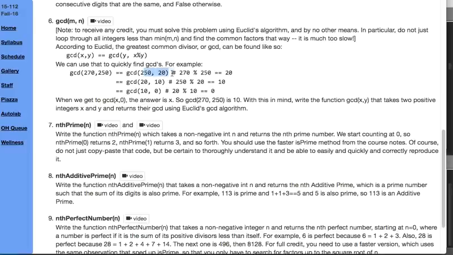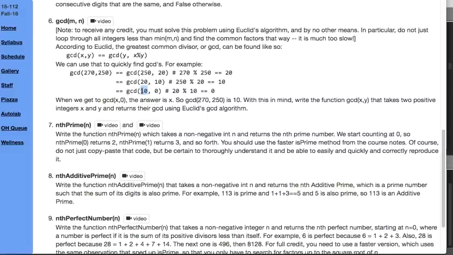Because the second pass would be, here's our new x and our new y. That's the same as the GCD of 20 and 250 mod 20, which is 10, which is the same as the GCD of 10 and 20 mod 10, which is 0. Well, the GCD of 10 and 0 makes no sense. But the deal is, when y gets to be 0, x is your answer. And so we see that we found the answer extremely quickly.